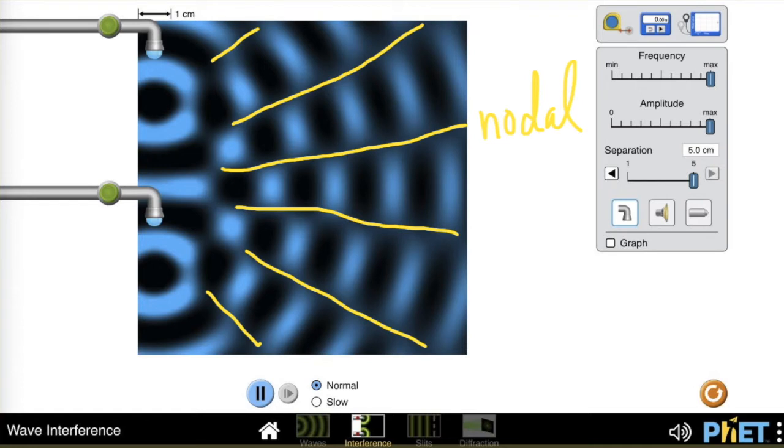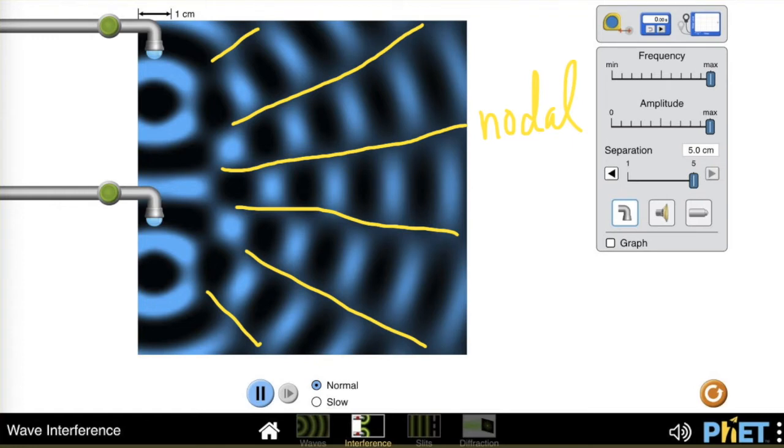And the reason they're nodal lines is because basically one crest from one of the drippers and one trough from the other dripper have met up, and they have completely canceled each other out because the amplitude of these waves are the same. So one of them is the amplitude's down, the other one the amplitude's up, and along these nodal lines here, there's complete cancellation of the waves.